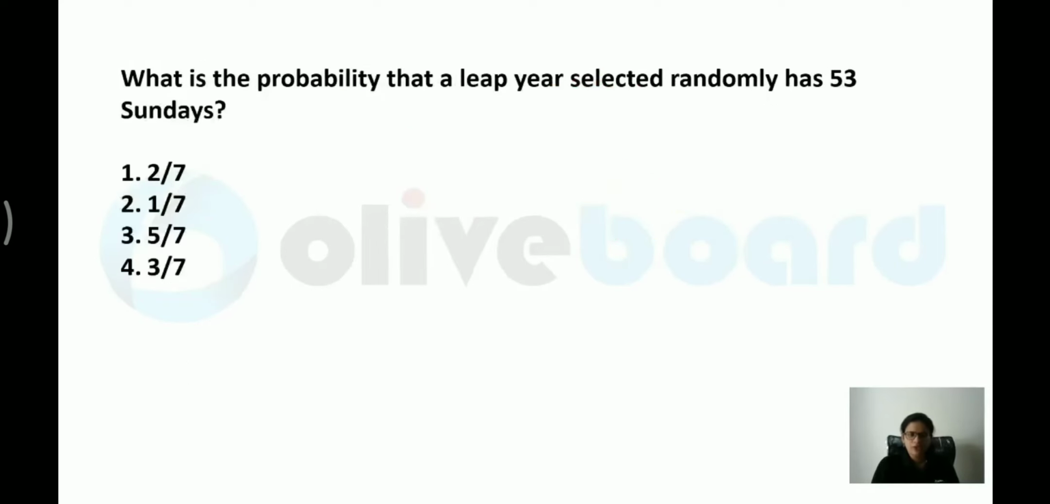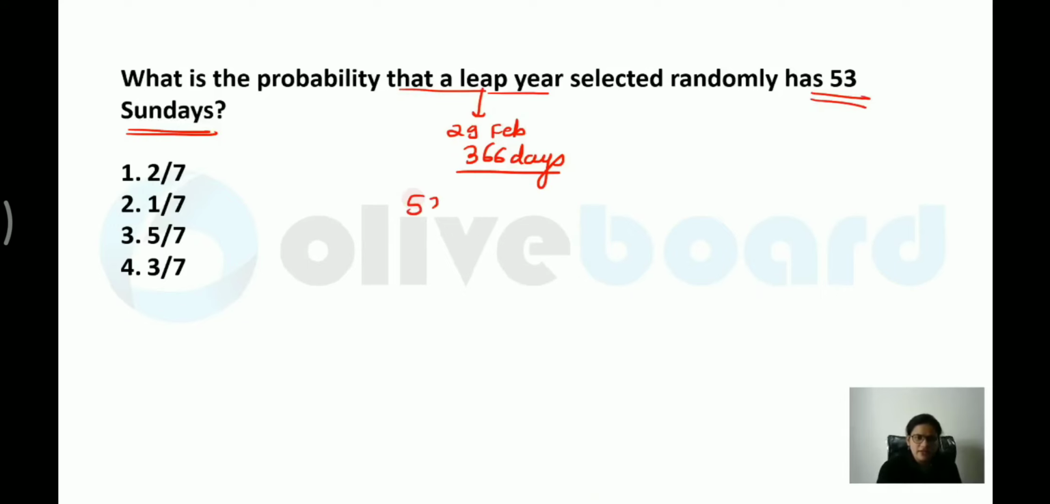Now let us move on to one interesting question. I think you must have understood now how to calculate the favorable events and the total events. Now this is an interesting question: what is the probability that a leap year selected randomly has 53 Sundays? Now what is the meaning of leap year? It will have 29 days in February, or I can say there would be a total of 366 days. A general year has 365, but here you will have 366 days. Now you want 53 Sundays.